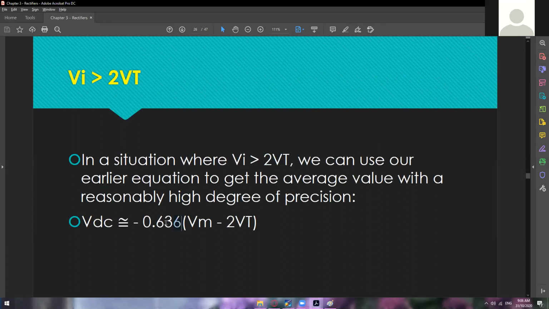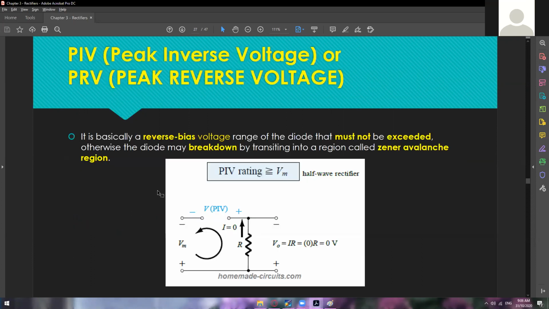So again, in getting the VDC, 0.636 times V sub M minus 2 Vt. In half wave, you're going to use 0.318, but in full wave, you're going to use 0.636. So those are the things that you need to consider. And then V sub M minus 2 Vt, right?